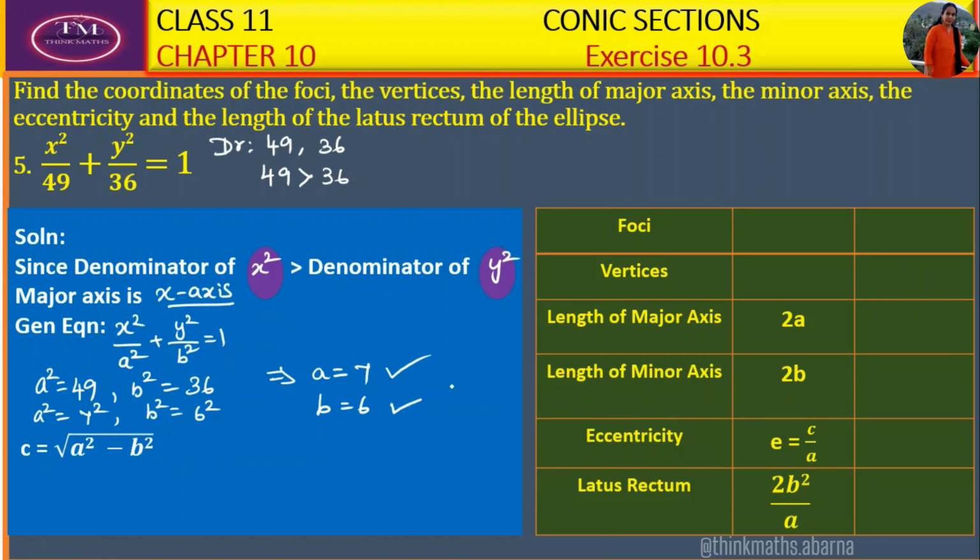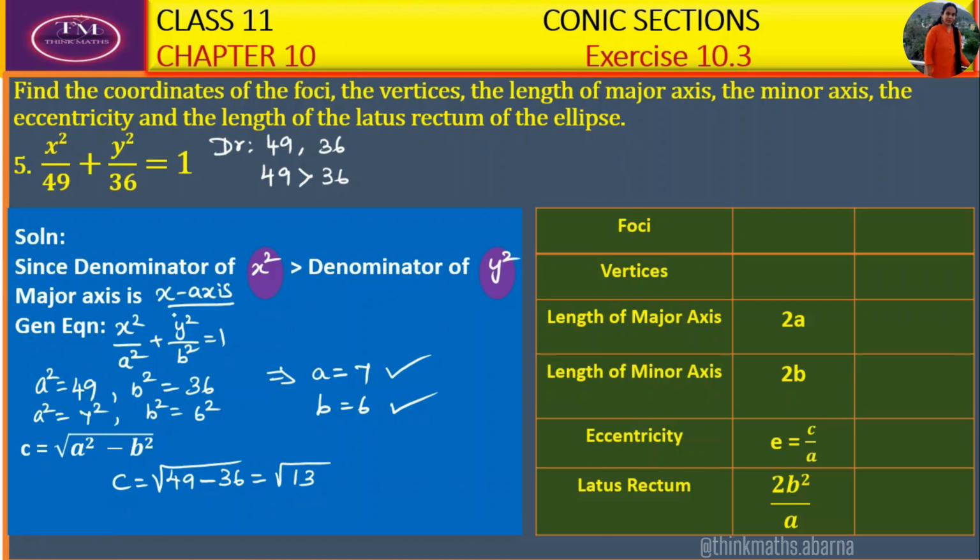So we got a and we got b. Our work is to find c. c is root of a square minus b square. a square is 49, b square is 36. 49 minus 36 is 13. 13 is a prime number. So we have to keep it as such. So c is equal to root 13.